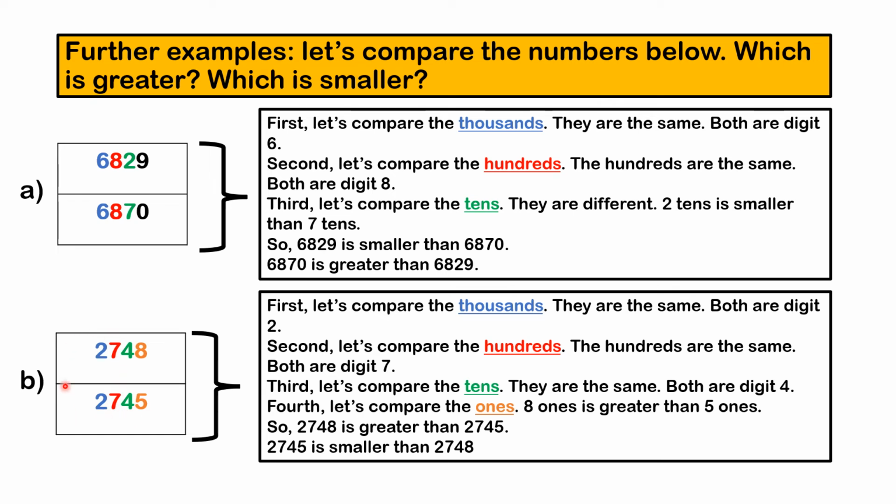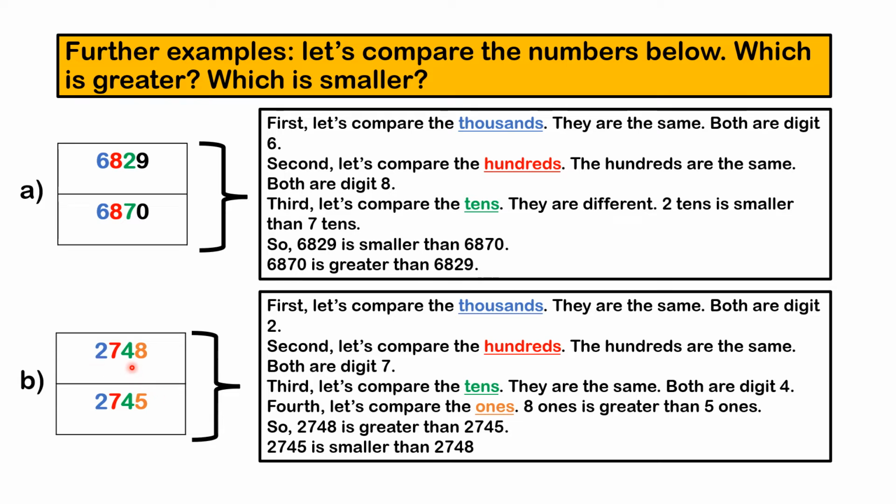Again, first, let's compare the thousands. We can see that the thousands are the same, where we have both digit 2. Now let's look at the hundreds, which is in red. Again, both are the same, where we have digit 7. Same goes with the numbers in the tens. Both numbers have the digit 4. So let's have a look at the ones, where we have 8 ones and 5 ones. 8 ones is greater than 5 ones.